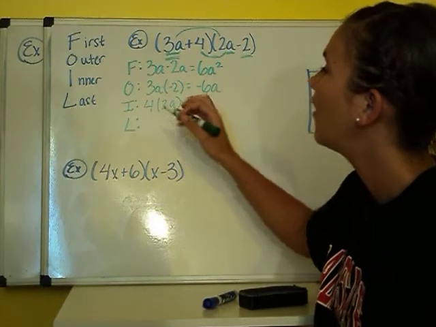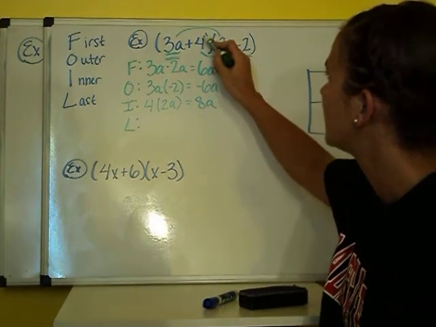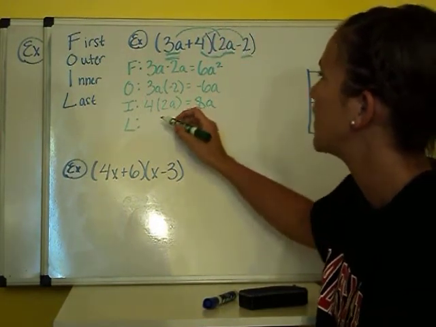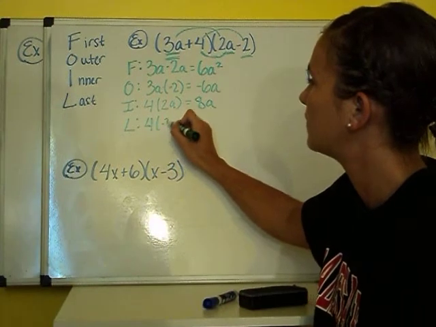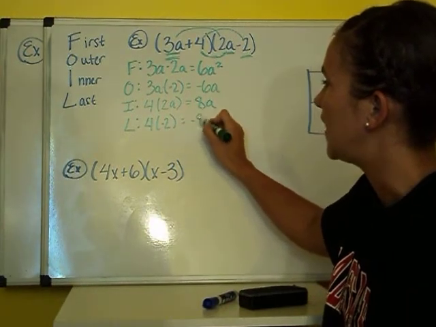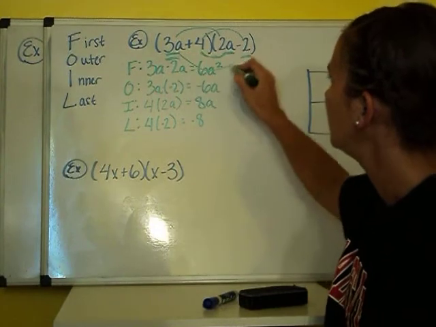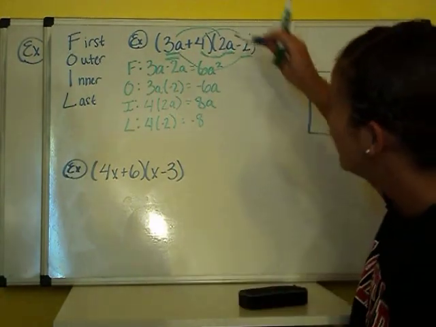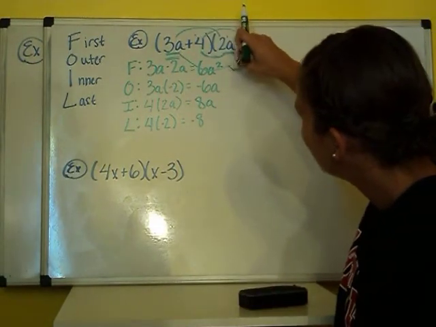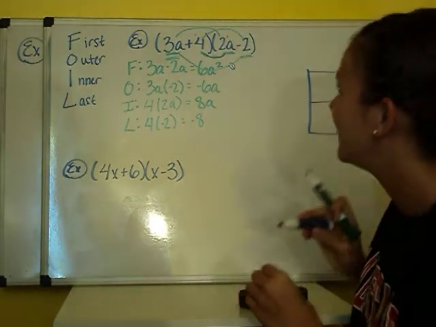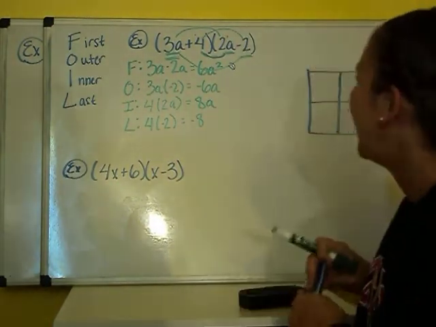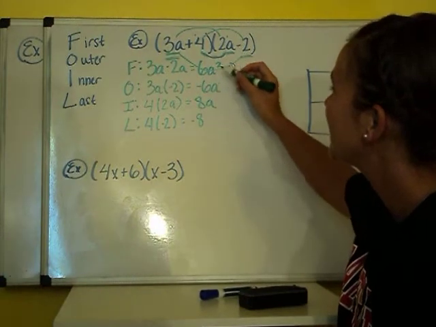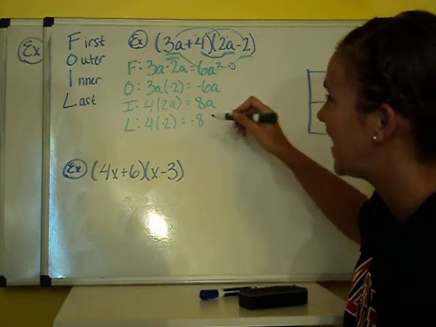And then we have our L, which is our last, which is 4 times -2, which gives us -8. Okay, so if you look at it, your FOIL gives you a little smiley face. Yay! Okay? So here we have 6a squared, -6a, 8a, -8.